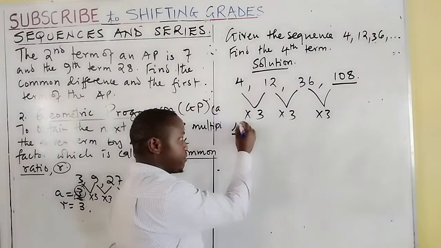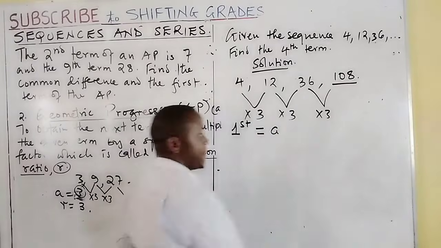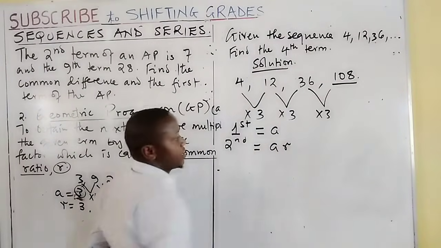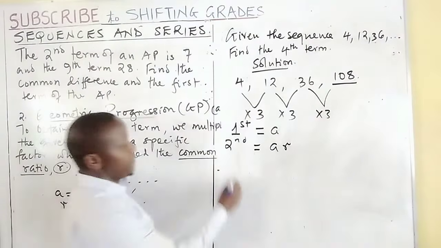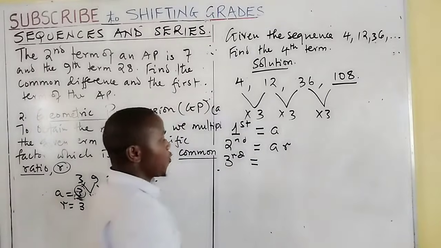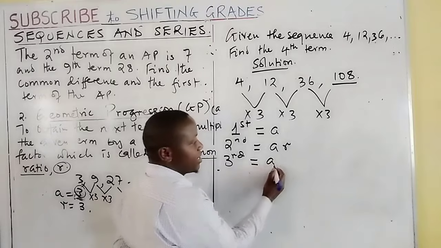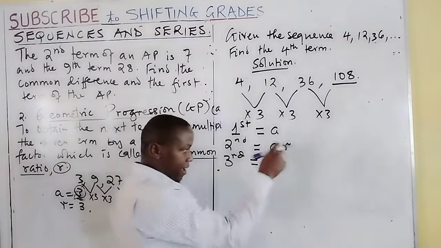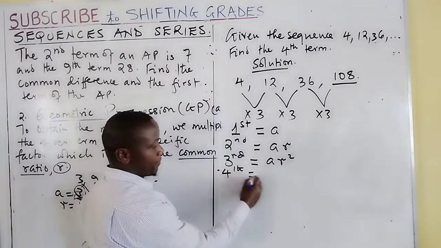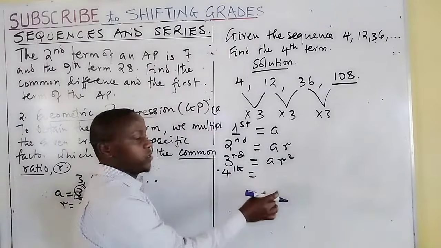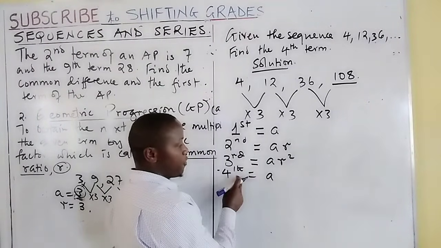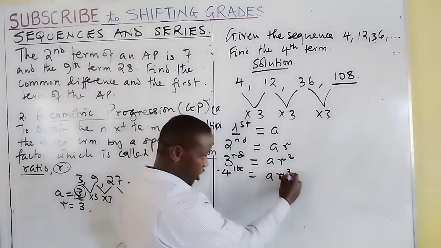Therefore, in a geometric progression, the first term is always A. And to get the second term, we multiply A with a given ratio. We're calling it R. From the second to get the third term, we multiply the second one with the same ratio. Therefore, A times R already, we multiply by R again. So it becomes A times R squared. To get the fourth term, we take the third one and multiply it with the same common ratio. Therefore, it will be A times R squared, already, and to get the fourth term, we multiply again by R. So now it becomes R cubed.